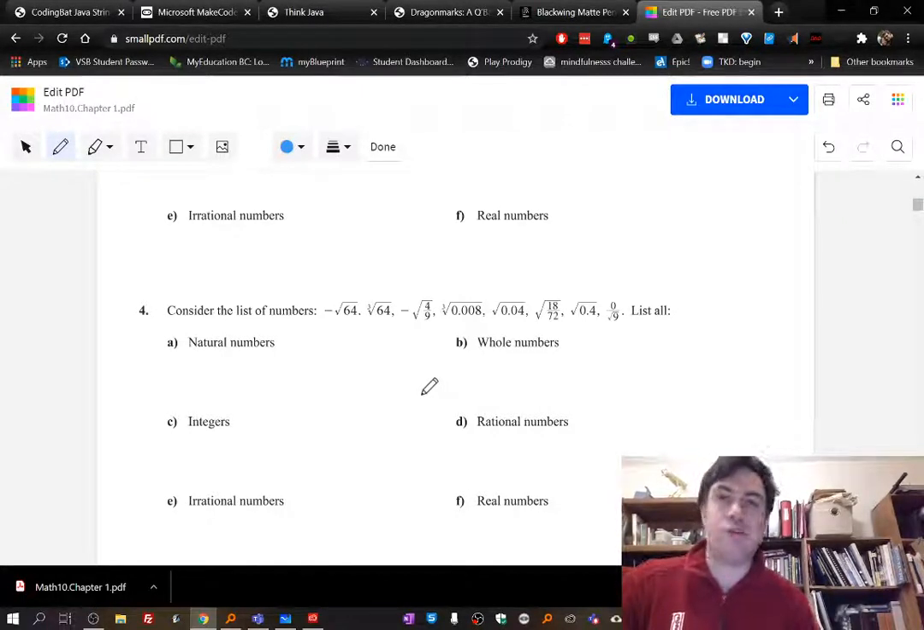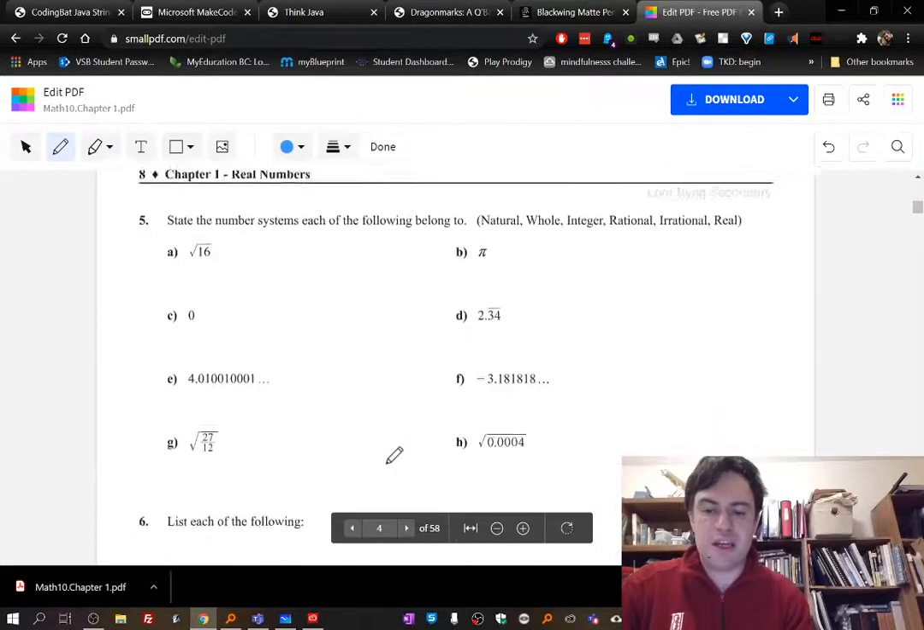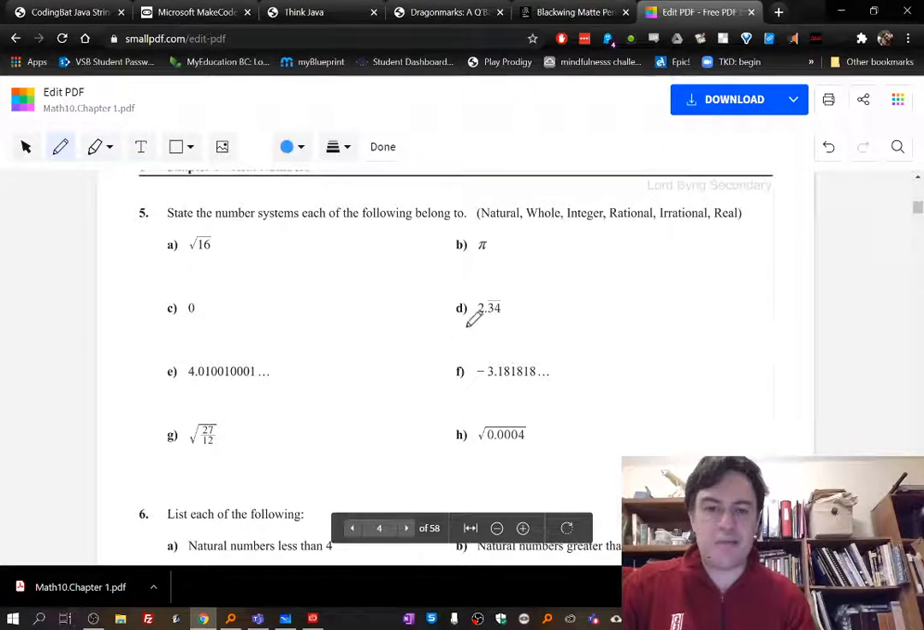Basically, if you get a number that goes on forever but doesn't repeat, then it would turn out to be an irrational number. However, if you just get a regular number that doesn't go on forever, then it is not. It's some other category, probably rational, although not always. Sometimes it could even be a whole number or a natural number. So you'll have to experiment with these questions. Question 4 is probably the hardest. We also have number 5.